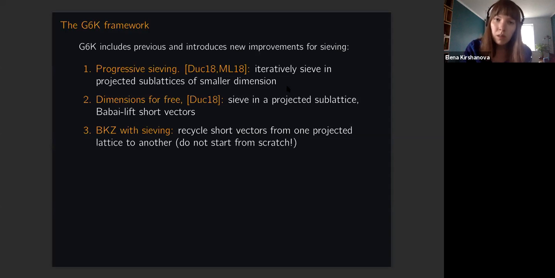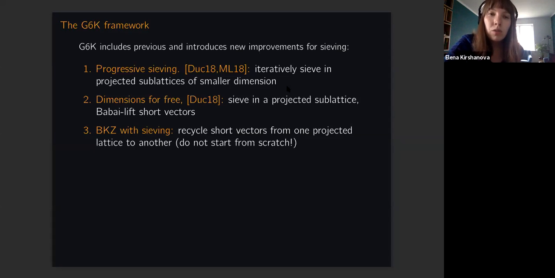I want to mention three of them, and I will explain on the next slide what each and every one of them means. The first one is called progressive sieving, which was introduced independently by Leo, by Manario, and by Thijs two years ago. It means you don't have to start by sieving in the full dimension. You could try to sieve on a sublattice of a smaller dimension, and use this database of short vectors, which live on the sublattice, to improve the sieve in the high dimensional lattice.